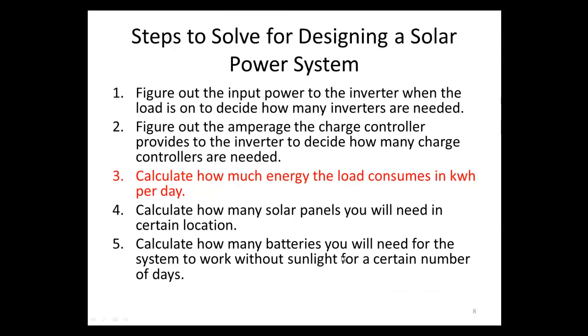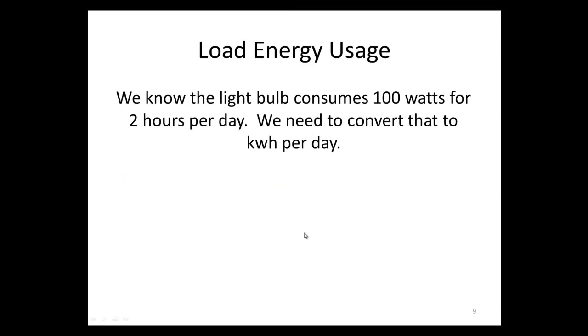Okay, so now, to start our calculations for our solar panels and batteries, we first need to calculate the energy the load consumes in kilowatt hours per day. So we know that the light bulb consumes 100 watts for 2 hours per day. That was given. And we need to convert that to kilowatt hours per day.